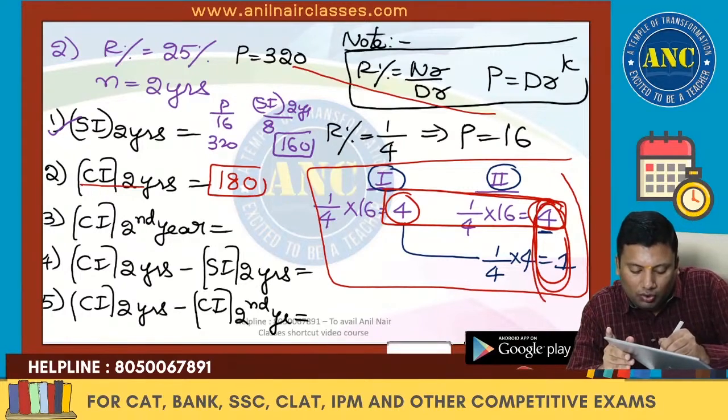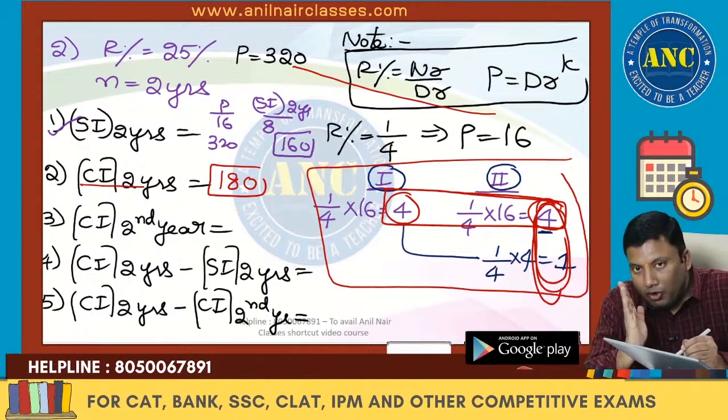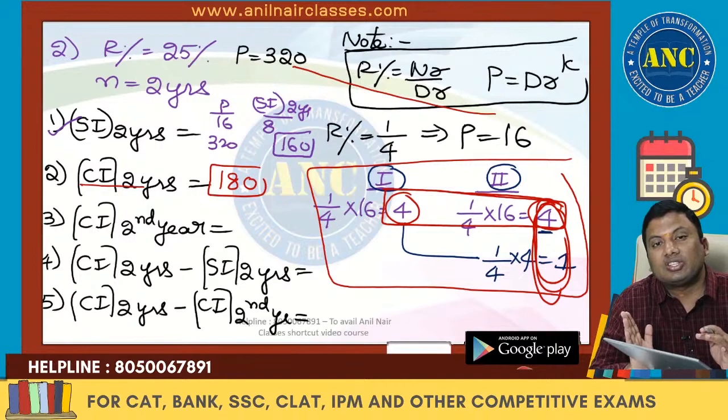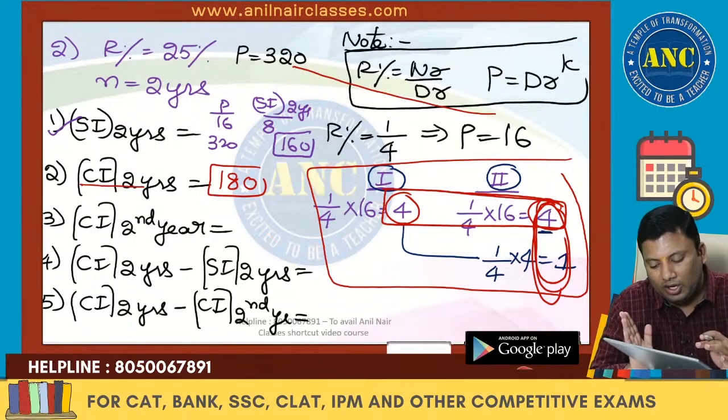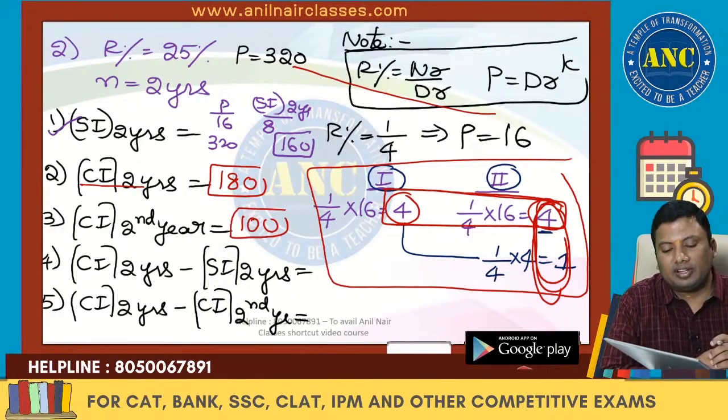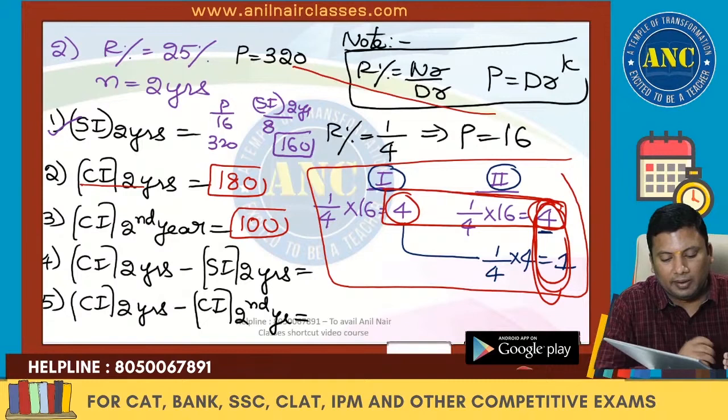CI for the second year is only this vertical one, 4 plus 1 is 5. 16 is becoming 320. 16 20s are 320. So 5 20s are 100. CI for the second year is nothing but 100.